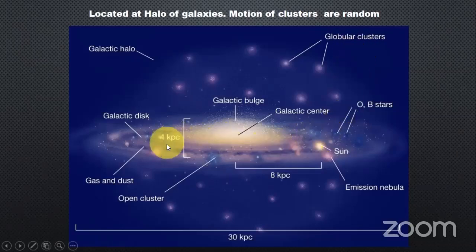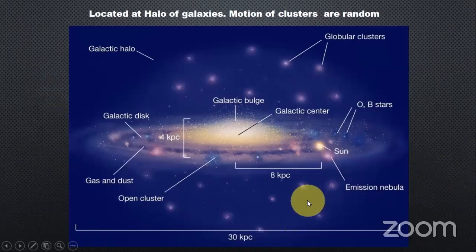Now, one thing I want you to know here is that open star clusters move with the flow of the spiral arms. So if the galaxy is moving in this direction, everything is moving in that direction. Assuming that the galaxy is moving like this, all the stars, even the open star clusters, are moving in that fashion.